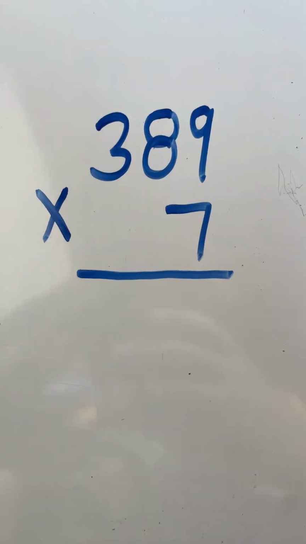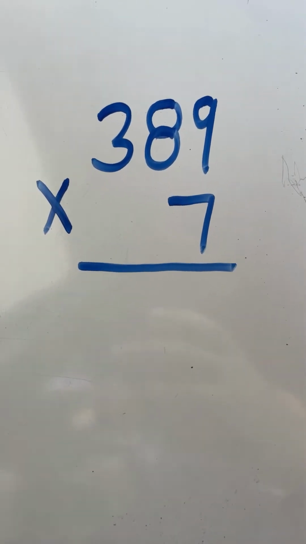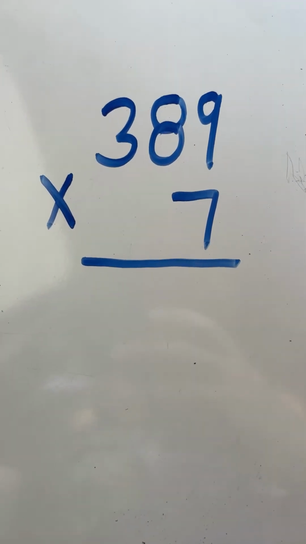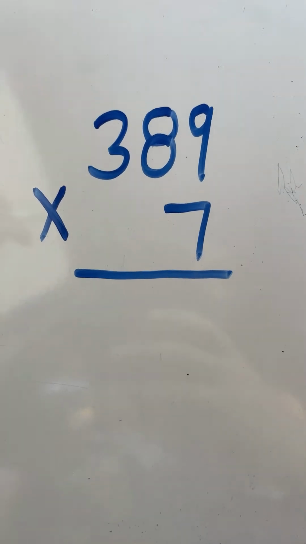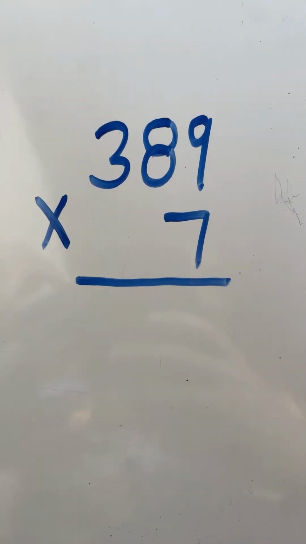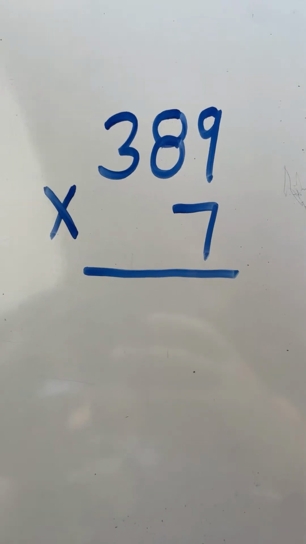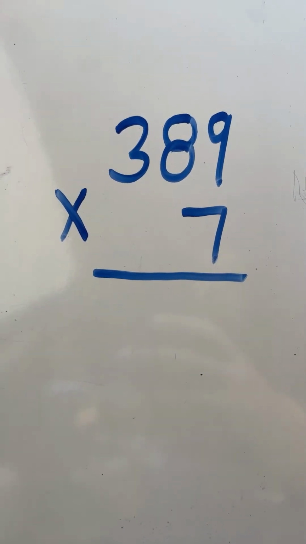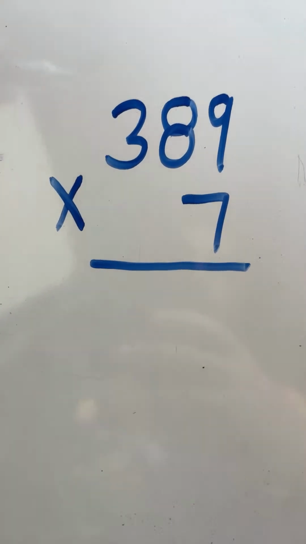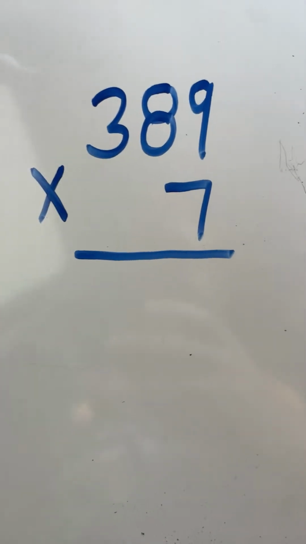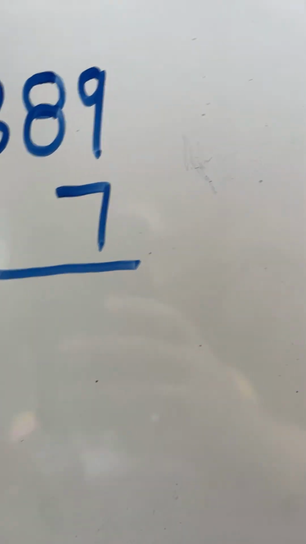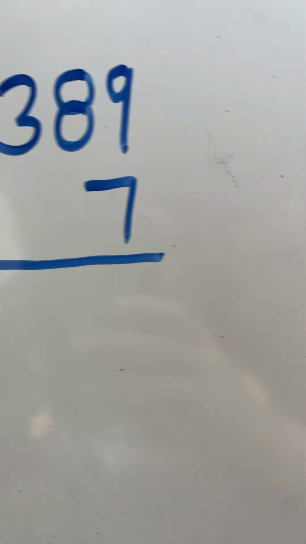So I want you to think of these types of problems as 3 separate single-digit problems where you regroup whenever the product is 10 or more. So we are going to start off simply by multiplying the numbers in the ones place. So we're going to start off by multiplying 9 times 7.